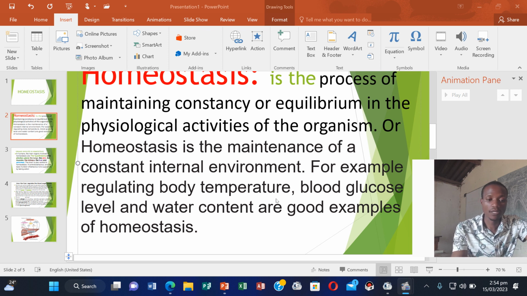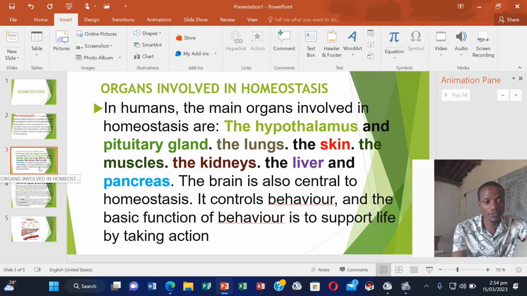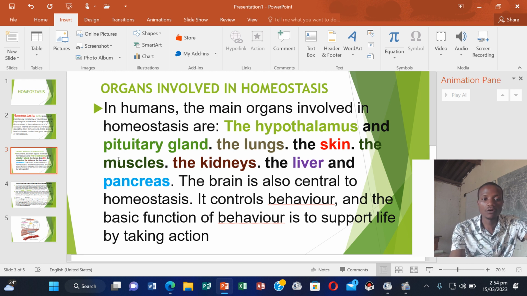Okay, then on slide 3, we look at the organs which are involved in homeostasis, specifically in the human body. So in humans, the many organs involved in homeostasis are the hypothalamus, the pituitary gland, the lungs, the skin, the muscles, the kidney, the liver, and the pancreas.